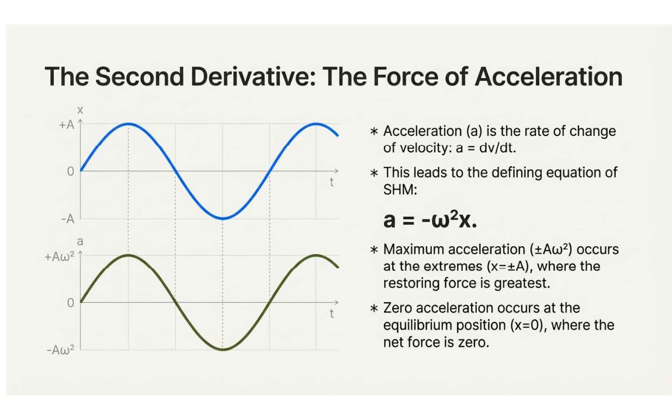When the object passes through the equilibrium position, the acceleration drops to 0, because the net force acting on it is 0 at that point. The graphs illustrate this clearly. The displacement oscillates between positive and negative amplitudes, while the acceleration graph follows a similar pattern but is inverted and scaled by omega squared. This shows how acceleration is directly tied to the position and how it changes as the object moves back and forth.